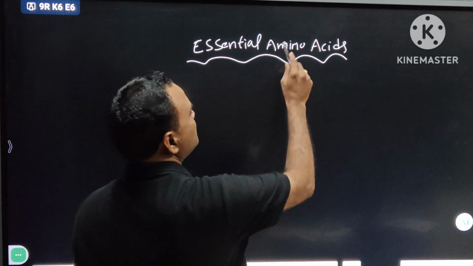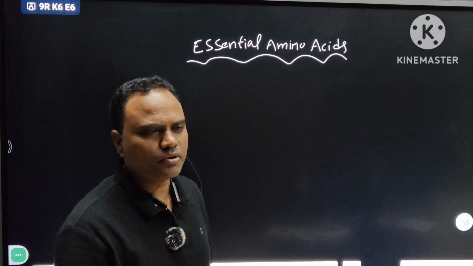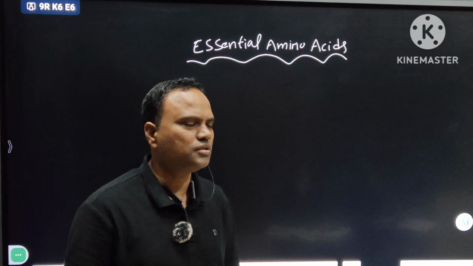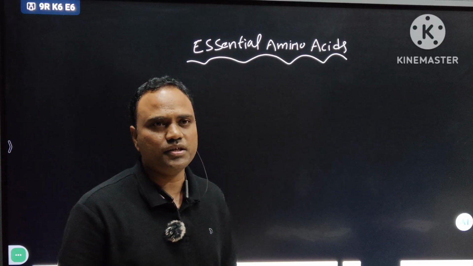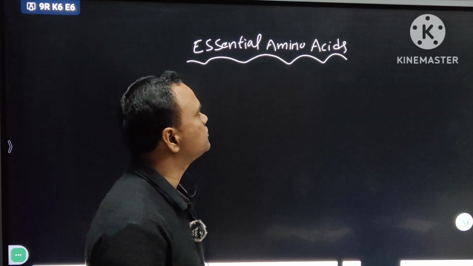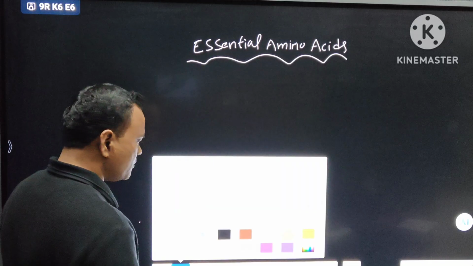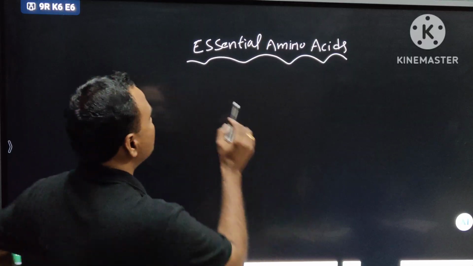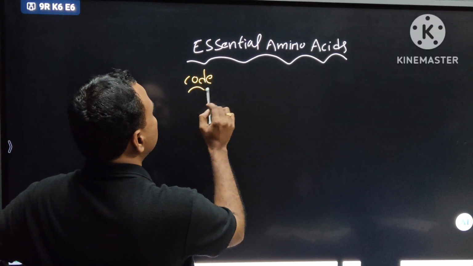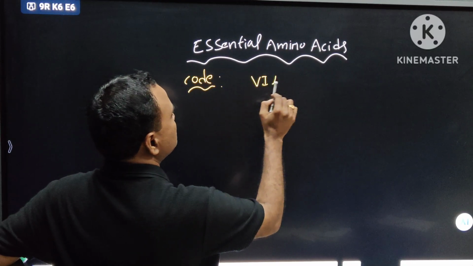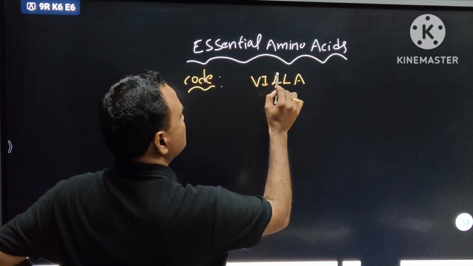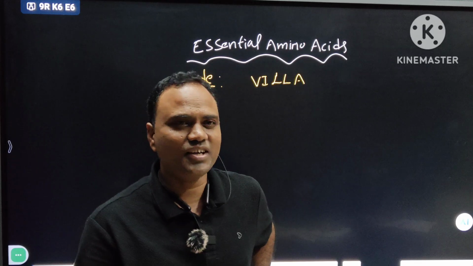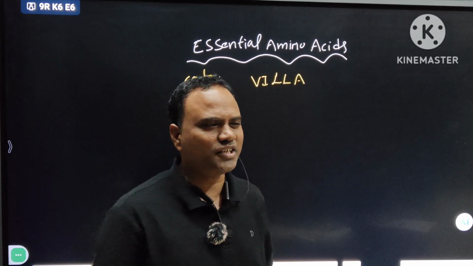Because these are dry, actually the teacher should learn first. That is the problem, a common problem for everyone. Teacher or student, everyone should learn, because this is a very, very dry topic. I'll give you one simple code, very easy to identify the essential amino acids. First time you will feel it is a different word, but if you read it two or three times, it will be very easy.